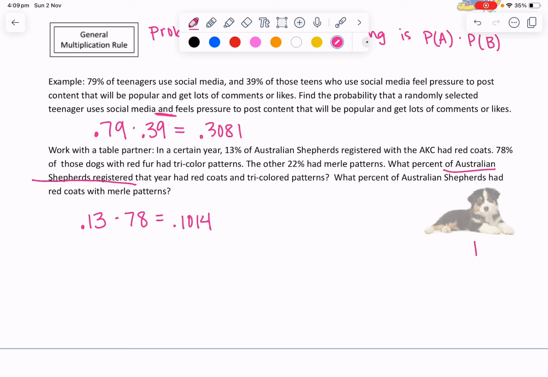This guy is a black tri. He has black fur and 3 colors. So then what percent of Australian Shepherds had red coats with merle patterns? That would be the 0.13 times 0.22, which is 0.0286. And if you add these together, what do you get? 0.13, because that accounts for all 13% of the dogs with red coats. Coda is a blue merle. She has blue fur.